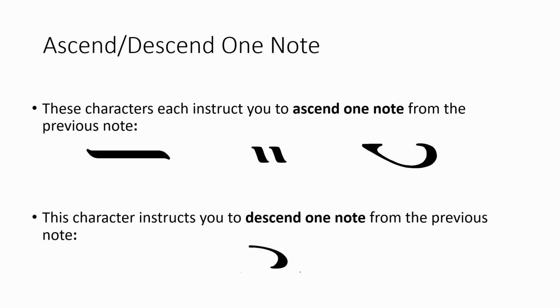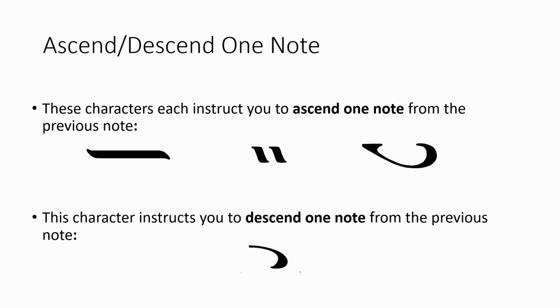Our next notes. Here they are. Here we have characters that instruct you to ascend or descend one note from the previous note. So on top here, we have 3 different characters that each instruct the chanter to ascend one note from the previous note. So each of these characters will tell you to go up 1. On the other hand, this one down here on the bottom instructs the chanter to descend one note from the one they were just chanting.